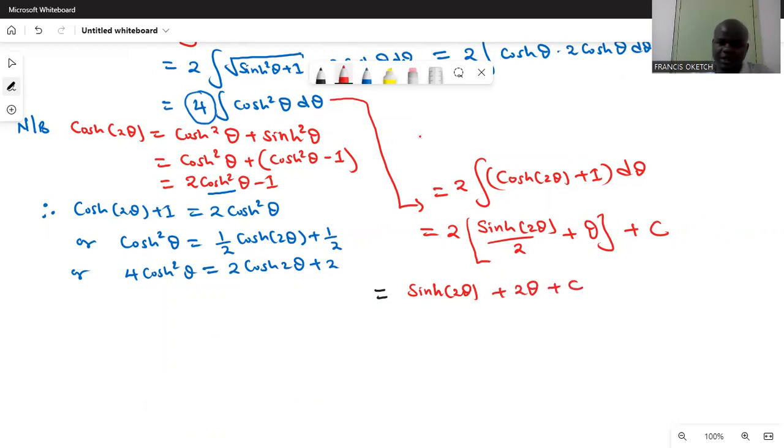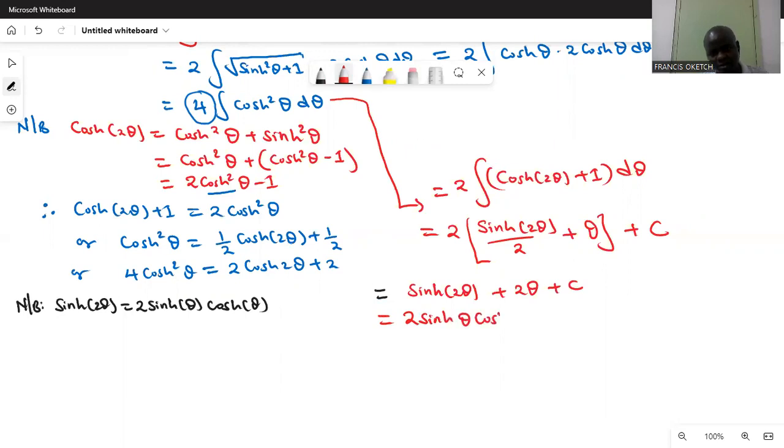Even before I replace theta, remember another identity. Take note that sine hyperbolic of 2 theta is the same as 2 sine hyperbolic of theta cos hyperbolic of theta. So that our answer can now be written as 2 sine hyperbolic of theta times cos hyperbolic of theta, then this plus 2 theta plus c.